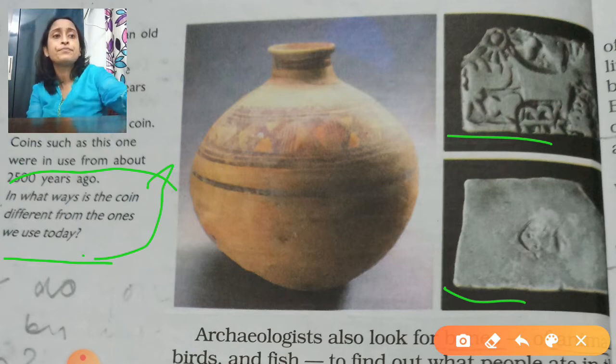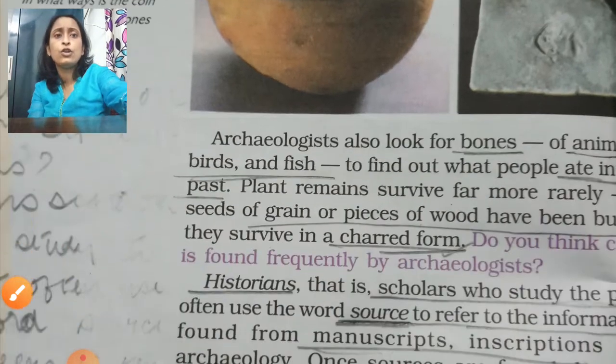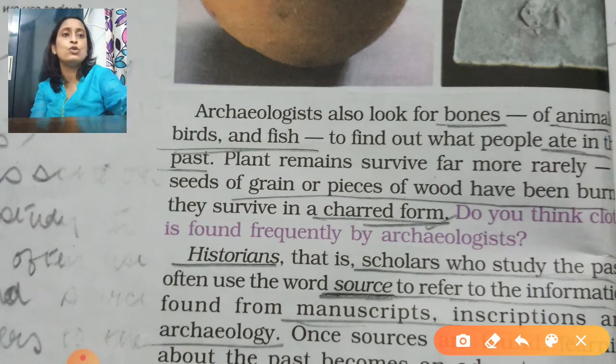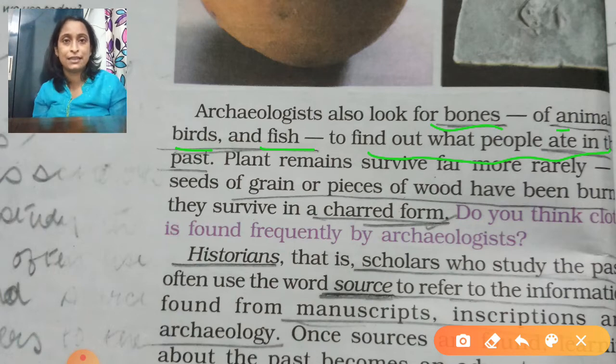Okay. Then next, when we are talking of the archaeologist, the archaeologists also look for the bones of animals, birds, and fish. Why? Even the bones of animals, birds, and fish have a story to tell of the past. What is the story? It helps in finding out what people ate in the past. Even we get to know about the food habits of the people in the past.